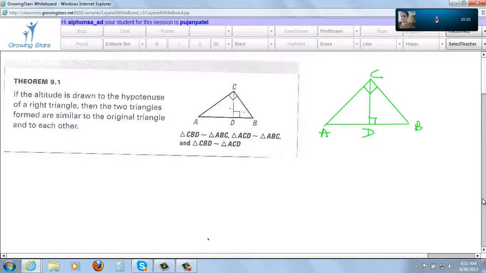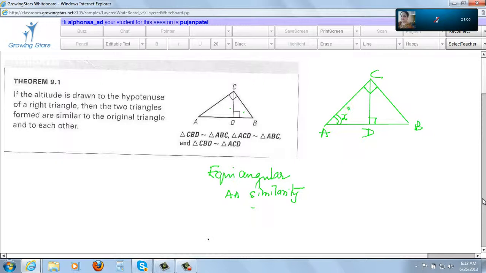We can very easily prove all three triangles to be similar, equiangular. If they are equiangular, then by AA similarity we can show that all three are similar. For that, I think the best way is to assign angles, we'll give measures to these angles.